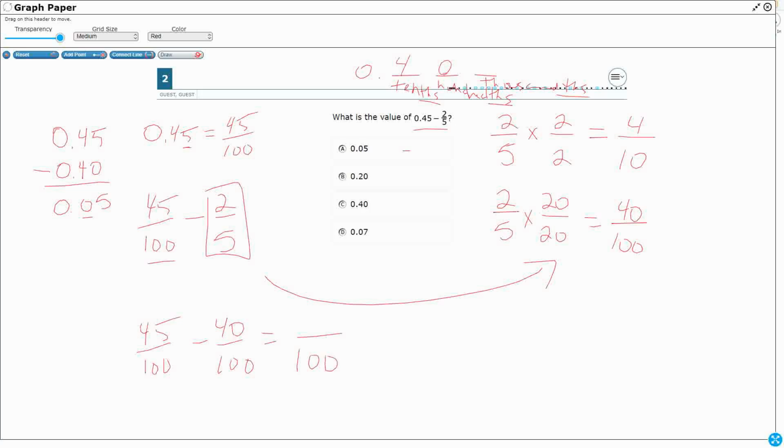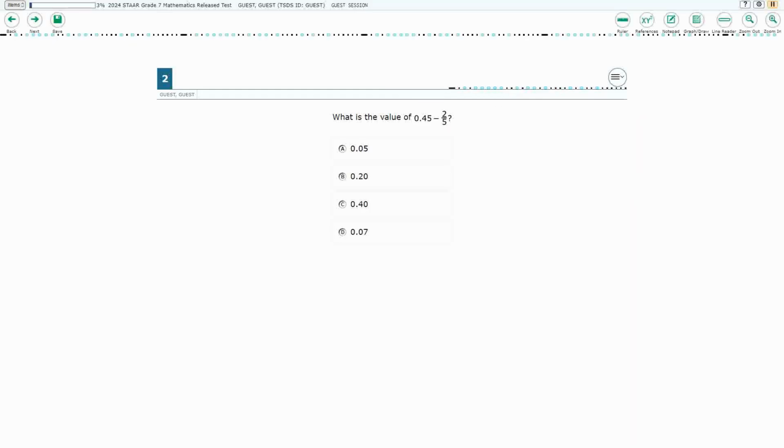45 minus 40 makes 5. And look at that. Now, if I did this, I would still have to translate that into decimal form, so that might be a little bit more work. Either way you look at it here, our answer is A.